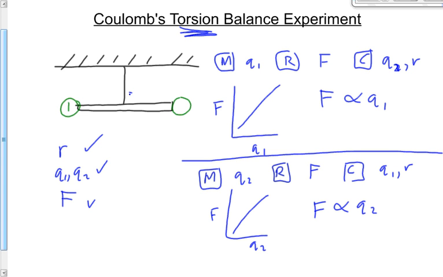That tells him that the force of attraction or repulsion is directly related to Q2 as well. Q2 has the same effect as Q1 does. As it increases, F increases linearly. As it decreases, F decreases linearly.